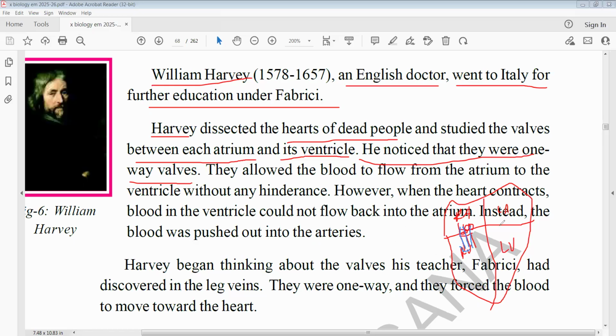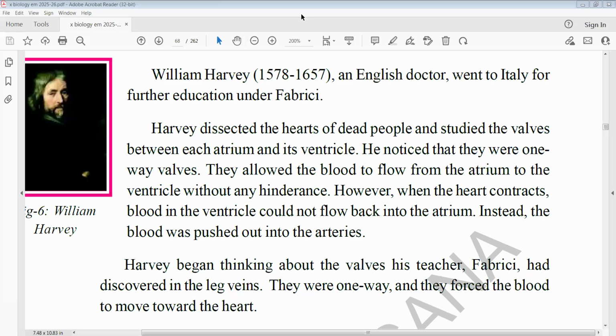Similarly, between the left auricle and left ventricle there is a bicuspid valve. This also allows blood to flow in only one direction, from left auricle to left ventricle. Harvey began thinking about the valves his teacher Fabrici had discovered in the leg veins. They were one way and forced the blood to move toward the heart. Because they have valves, they allow only one way, and send blood towards the heart.